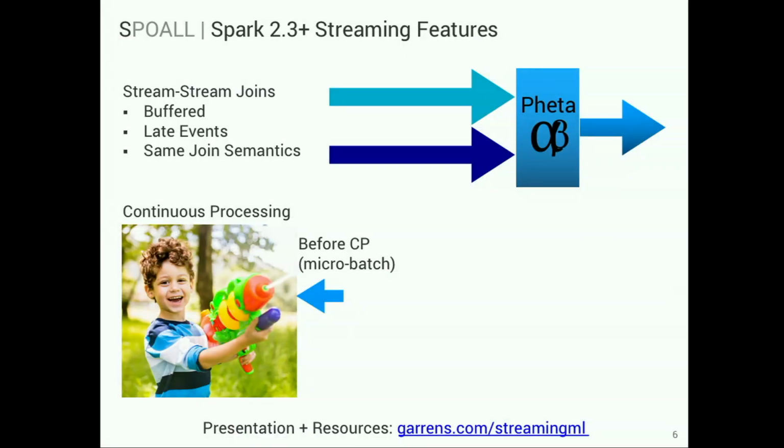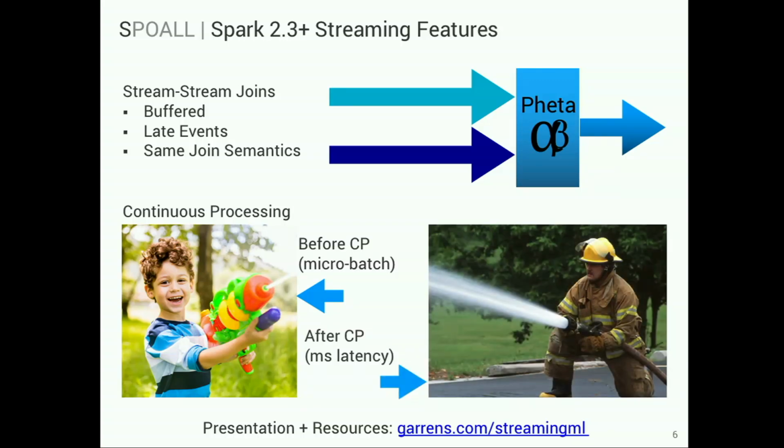Another one of the cool features that 2.3 brought out is continuous processing. Before continuous processing, you've got this really happy kid who filled his Super Soaker up with some water, squirted the water, and so that's micro-batching. That's when you just have this little bit of water and you're squirting each time. So that's when the data's coming in, you pool it up, you shoot it out. But this kid is no match for continuous processing where you get millisecond latency. I mean, he's just going to get rocked. So he's not going to be a happy camper anymore.